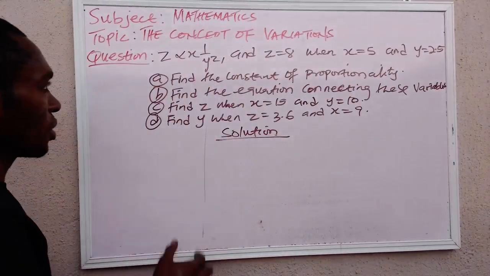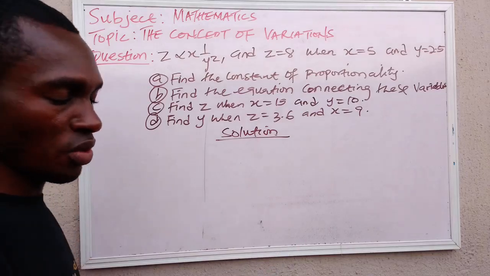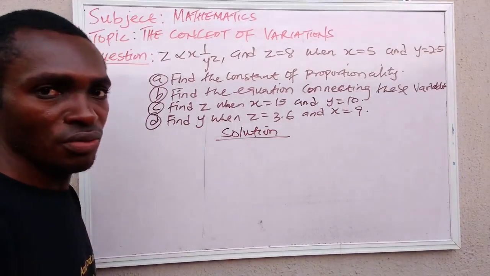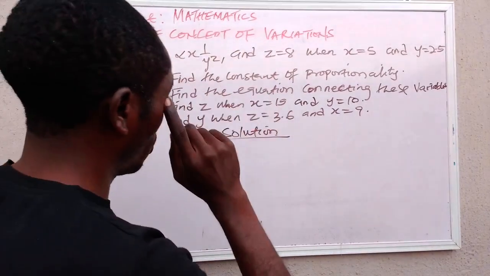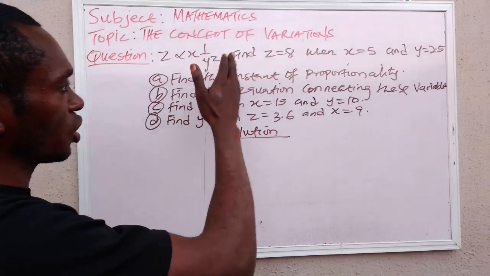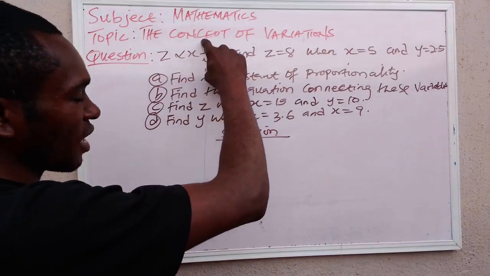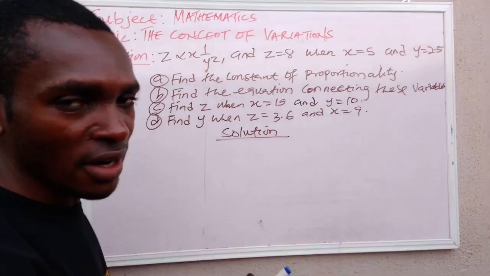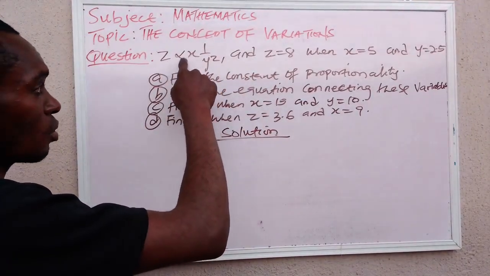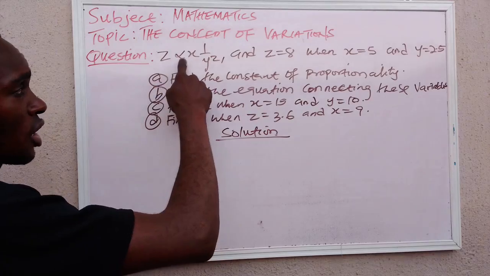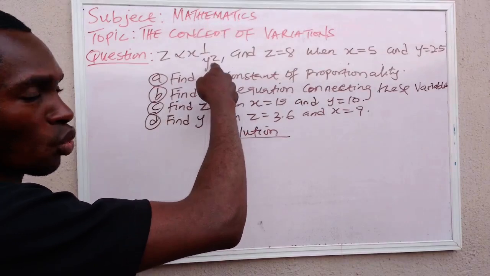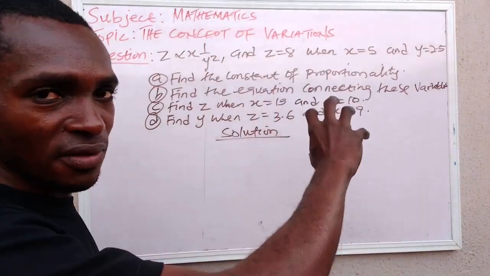Now, begin solving. The first thing I said, we've done a lot of videos on direct variation and inverse variation. So this is also another question on joint variation. The combination of direct variation and inverse variation will give us a joint variation. So if you look at it, z is directly proportional to x, or it varies directly with x and inversely with y squared. So this is a joint variation.